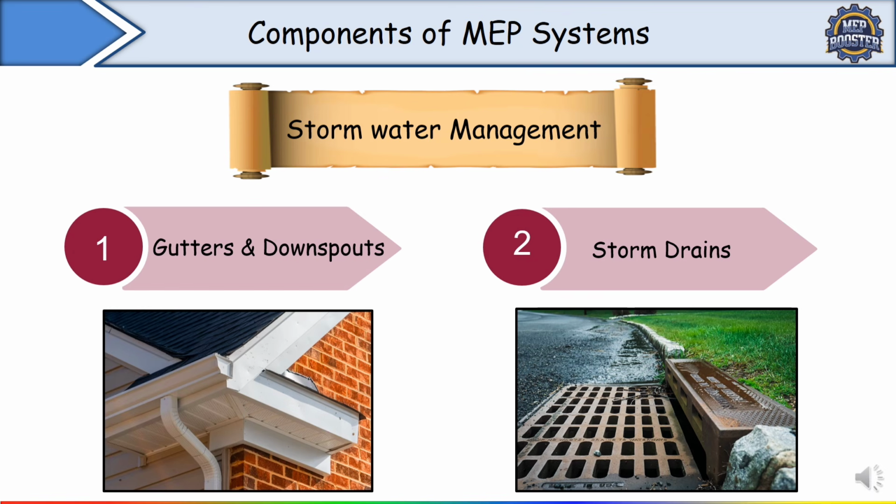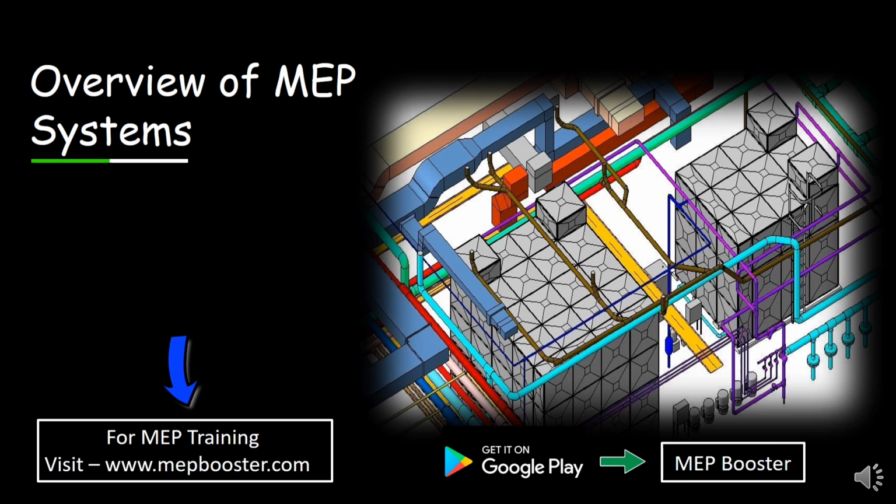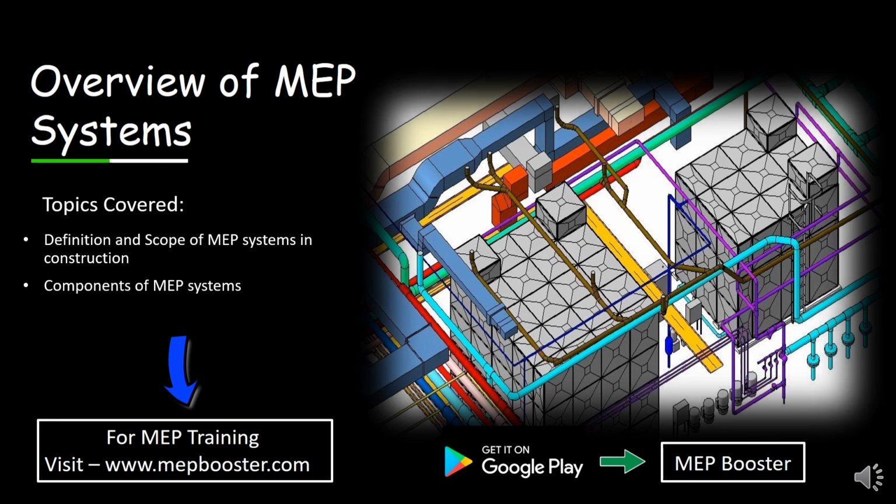These components work together to ensure the reliable delivery of clean water and effective drainage of wastewater within the building, promoting health, hygiene and comfort for occupants. So this is all about the components of MEP systems. Now the topics which we have covered in this session: first we discussed the definition and scope of MEP systems in construction, and then we have seen the components of MEP systems. So this is all about an overview of MEP systems.